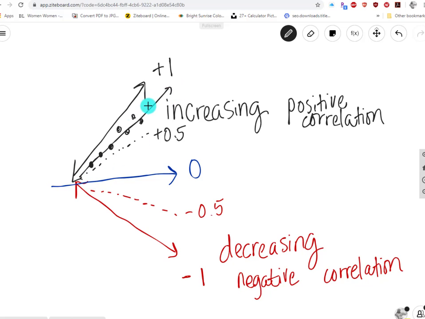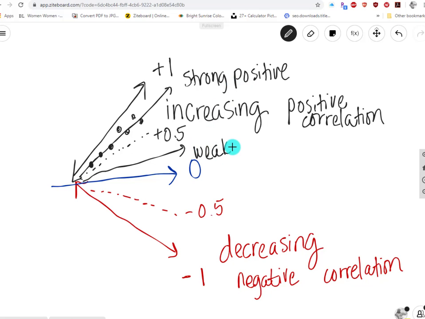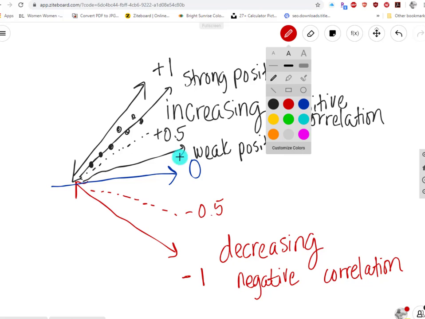The closer that my line would be to +1 means that I have something that's a very strong positive correlation. If I had something that was down here, I would still have a positive correlation, but I would have a weak positive correlation. The same thing can happen between something that's between 0 and -1.